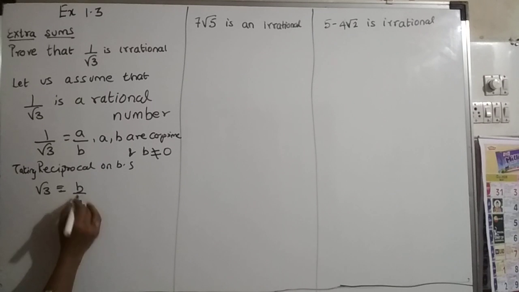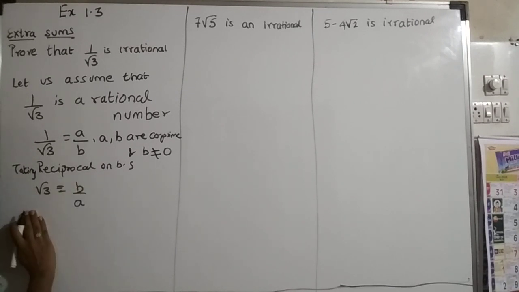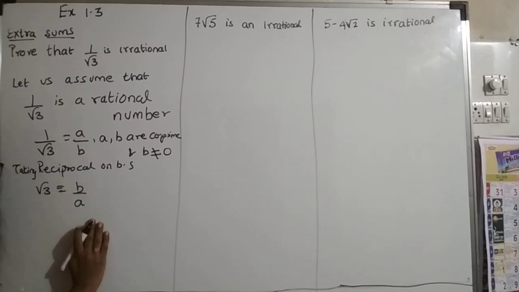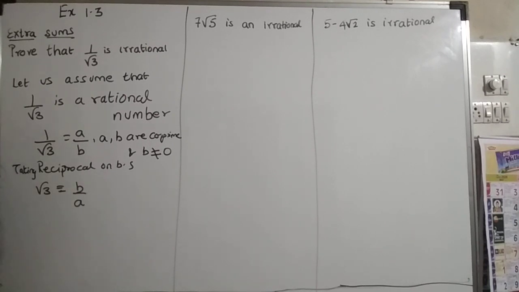Coming to RHS, please see the RHS. Here we know that root 3 is an irrational number. What about RHS? We know that b is an integer, a is an integer, and a quotient. The quotient we get by dividing an integer by an integer is nothing but a rational number. So b upon a is a rational number.